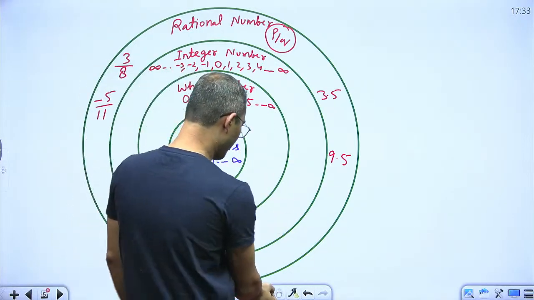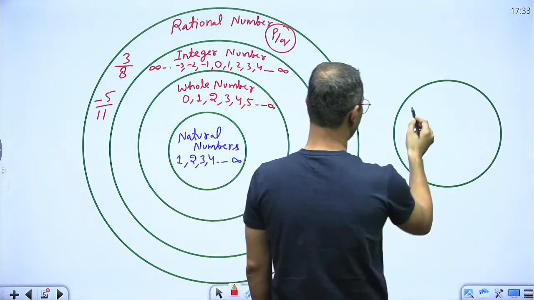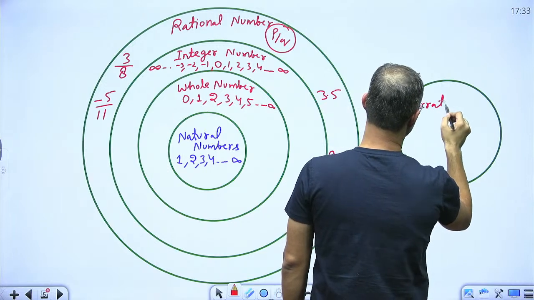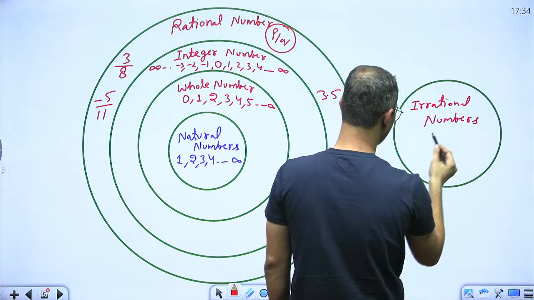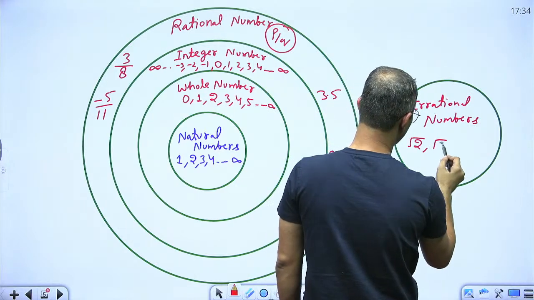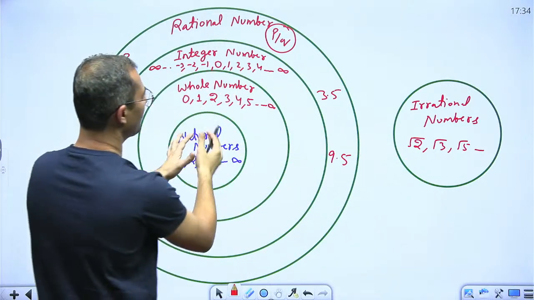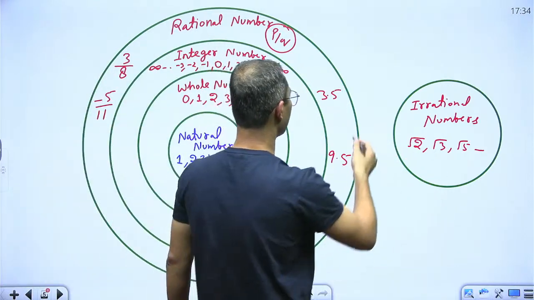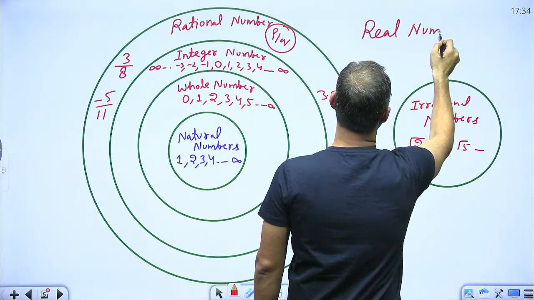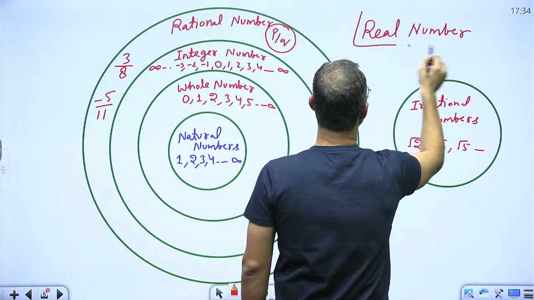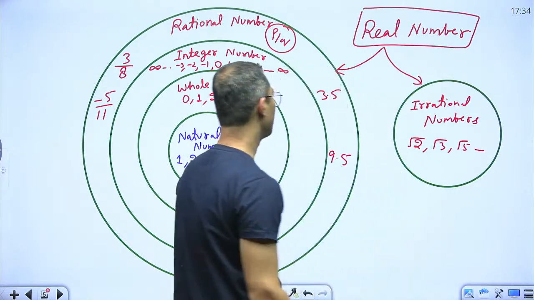But we put aside the irrational numbers. Irrational numbers are √2, √3, √5. So these are the irrational numbers. If we club both, this becomes the real numbers. By diagram we can remember this.